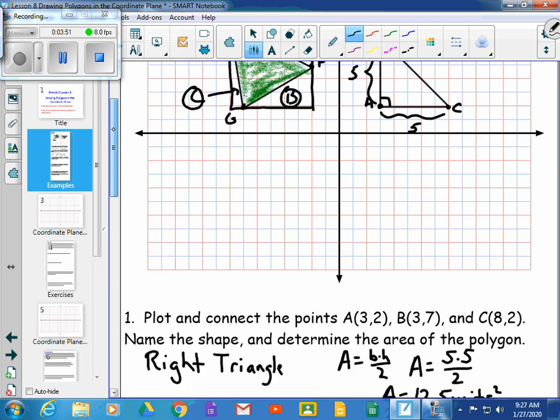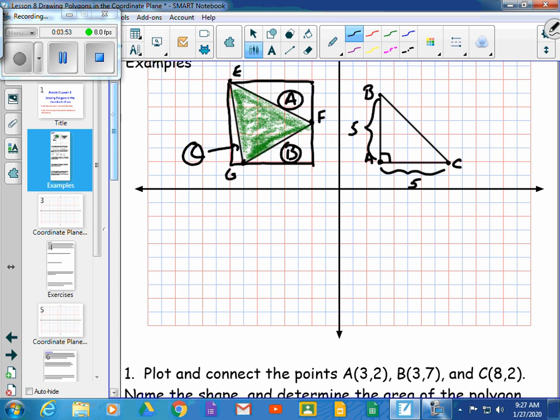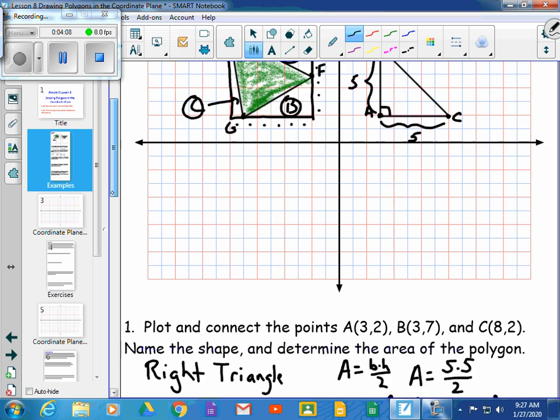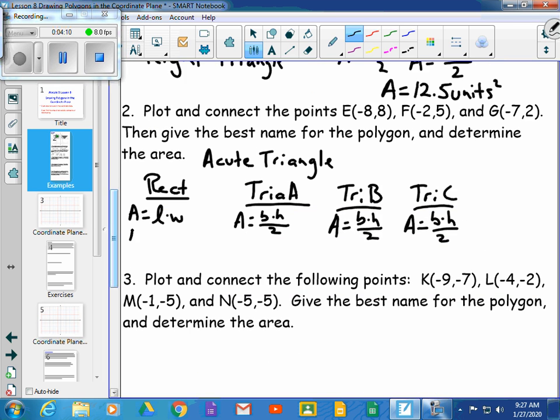I'm going to go back up for my rectangle here. My rectangle, the dimensions are vertical or horizontal, so I could say that I have 1, 2, 3, 4, 5, 6 by 1, 2, 3, 4, 5, 6. So I can substitute 6 for the length and 6 for the width and get an area of 36 square units.